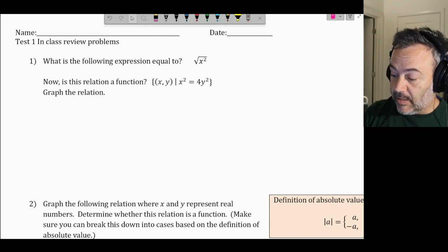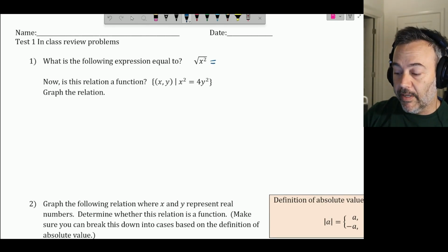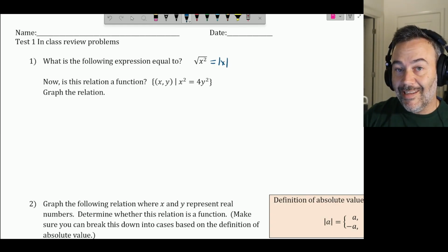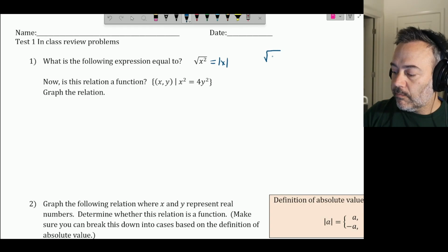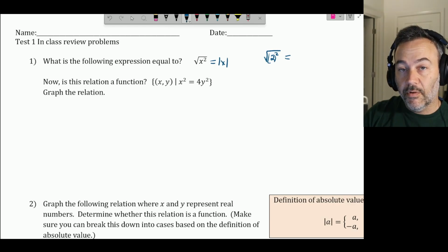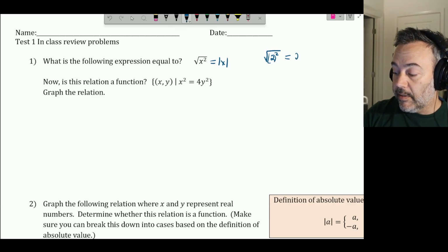It says, what is this expression equal to? I just want to get in your head that the square root of x squared is the absolute value of x. Because if I plug in any positive number, like positive 2, if I plug that in for x, 2 squared is 4, the positive square root of 4 is 2, and so we get 2.